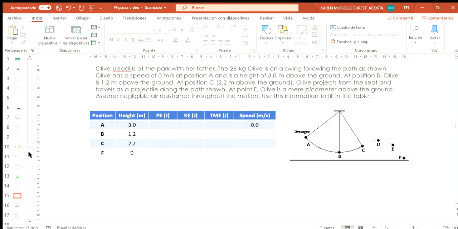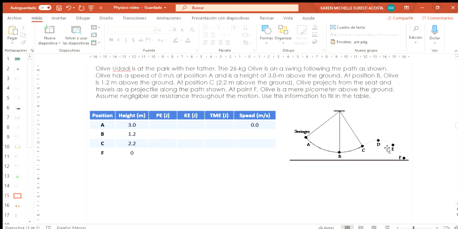We have this problem that says Olive Udari is at the park with her father. The 26 kilogram Olive is on a swing following the path as shown. This picture shows the path that the girl did.